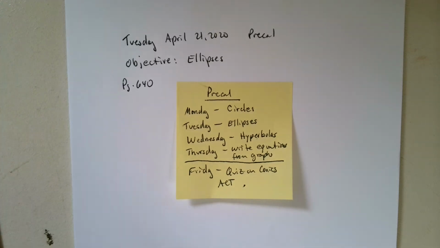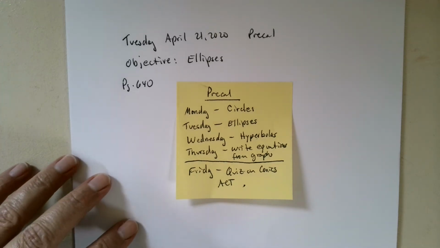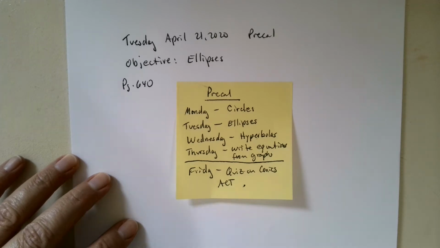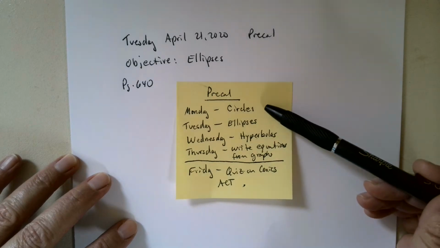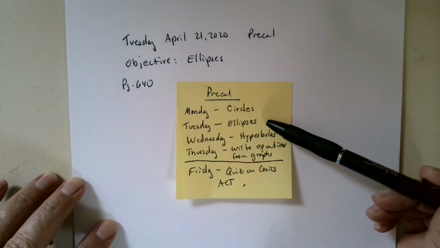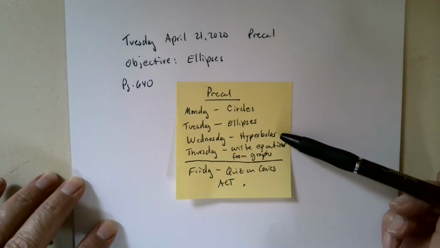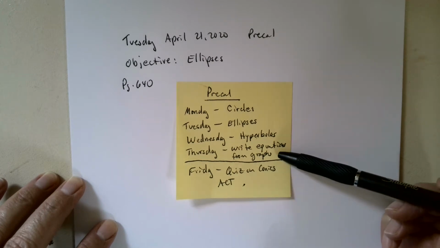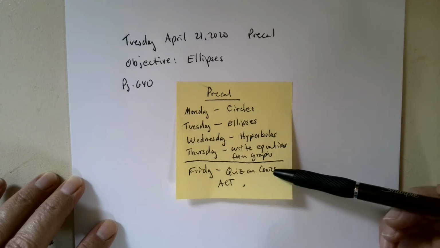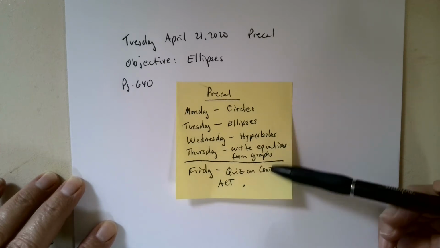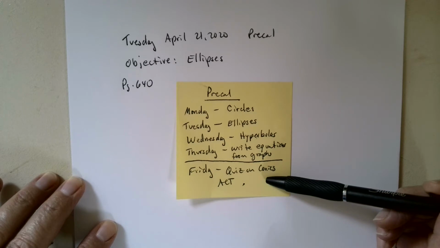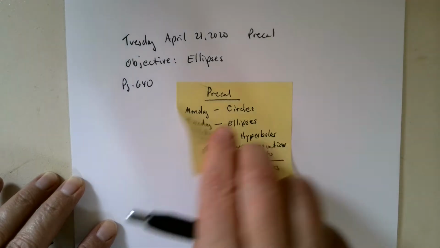This is our video for Tuesday, April 21st for pre-cal, and today we're going to talk about ellipses. You'll need your book open to page 640. Yesterday we talked about circles. Today we're going to talk about ellipses. Tomorrow, hyperbolas. Thursday, writing the equations from graphs or graphs from equations. All the homework is due on Thursday by midnight. And then Friday, we'll have an ACT-style quiz over these topics.